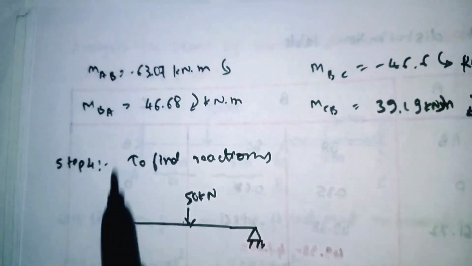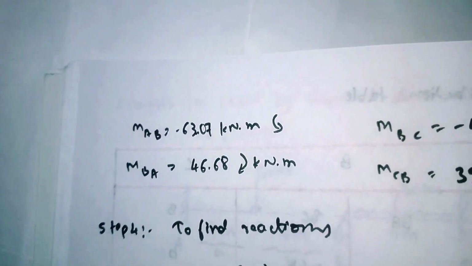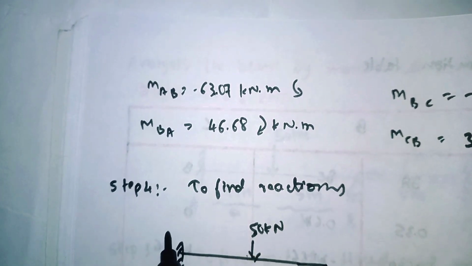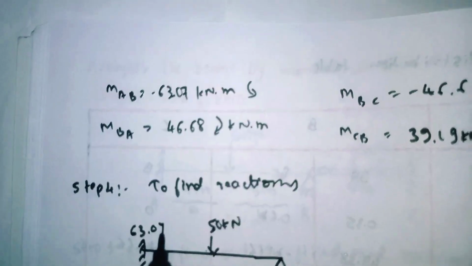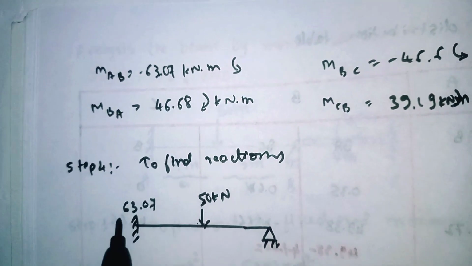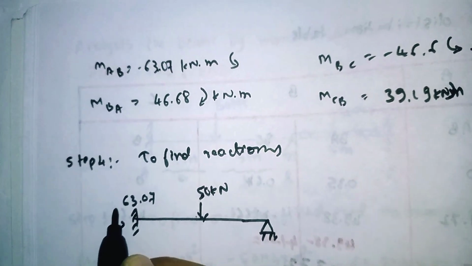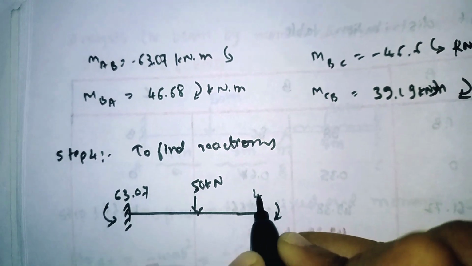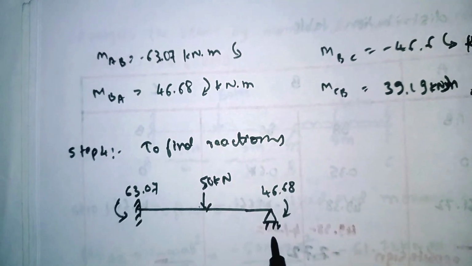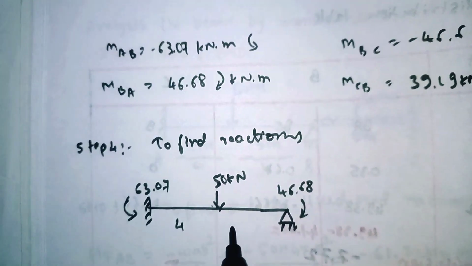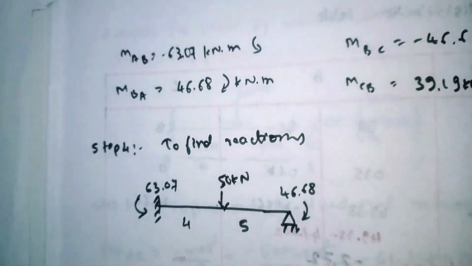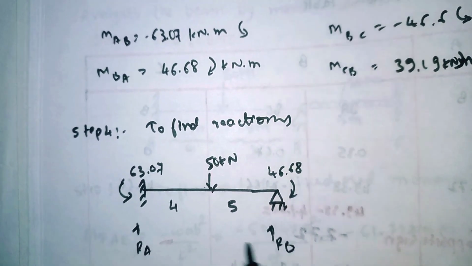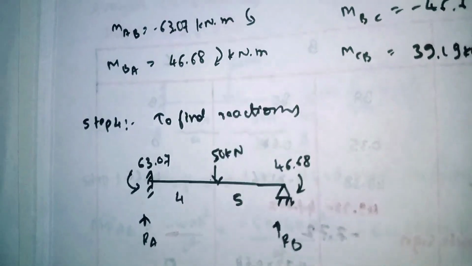So now our AB moment is minus 63.07. I am not writing the minus here, the symbol itself says it is a negative value, and here 46.68, it is clockwise. So from here to here is 4 and here 5. Here one reaction RA will take place, here the reaction RB will take place. Now I will show how to calculate this.